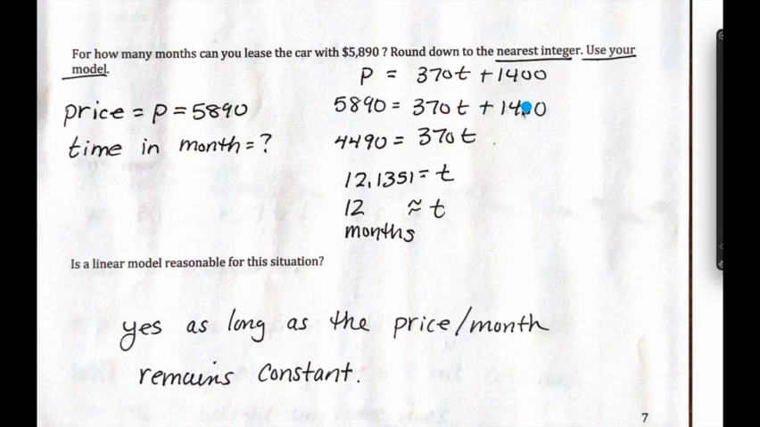So to solve for T, I'm going to subtract 1,400 from both sides. That's going to give me 4,490 is equal to 370T. Now to solve for T, I have to divide both sides by 370. When I do that, I get T is 12.1351. Now this is in months, but remember the direction said to round to the nearest integer, so we're going to round to 12 months.